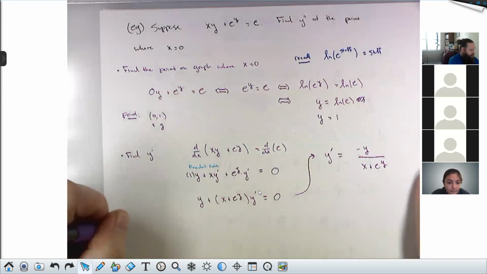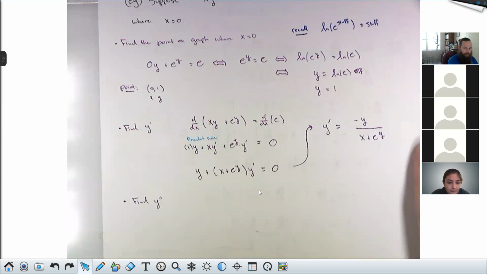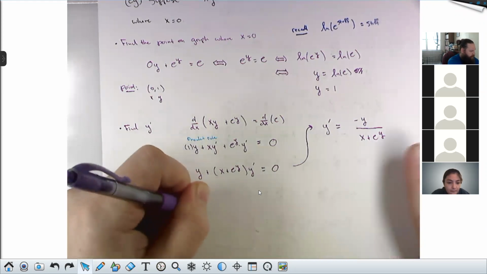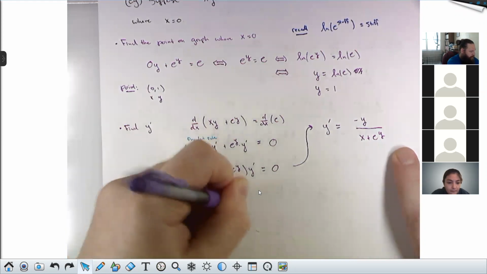And now we're going to find y double prime. So to find y double prime, I'm going to work from here and I'll apply d/dx again. I could also work from up here if I wanted, but I don't want to.